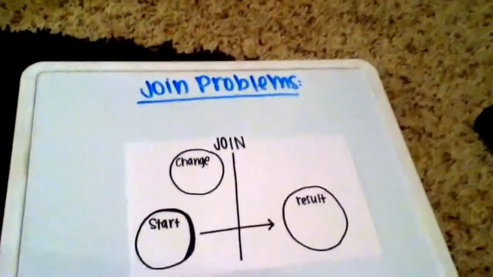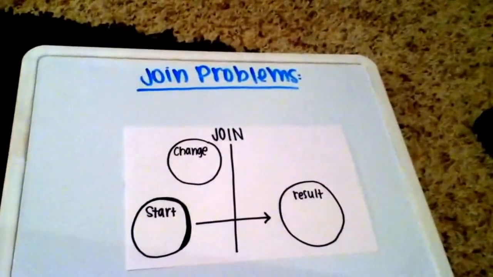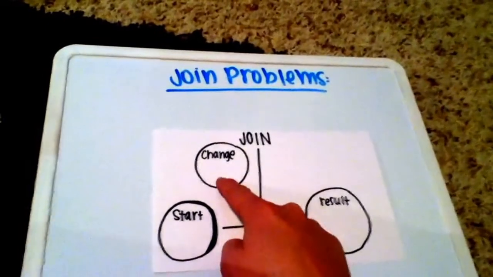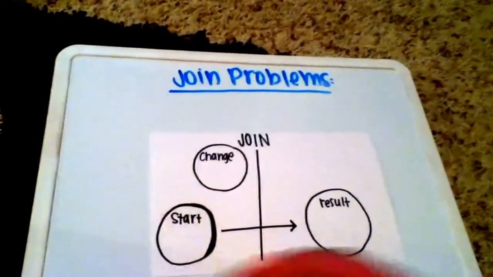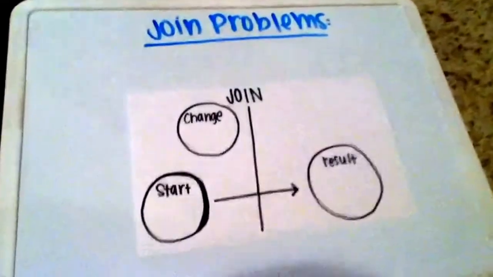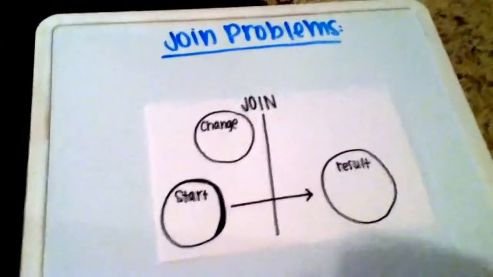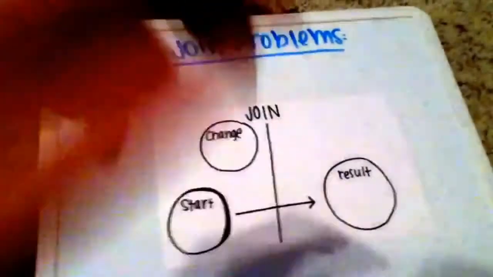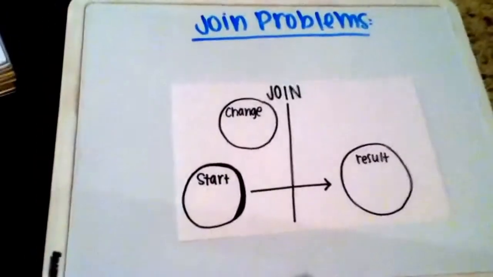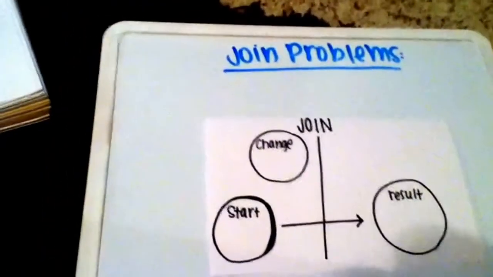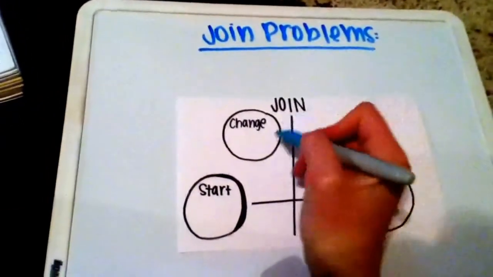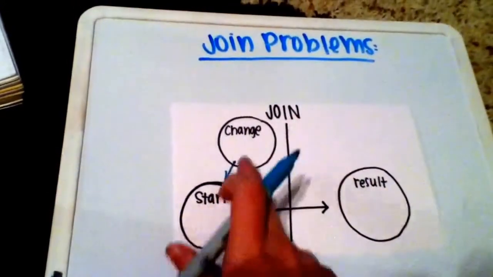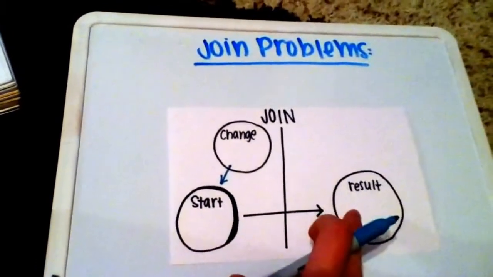Now what we need to realize is that in join and separate problems, it's going to be different depending on if the arrow is going to move to the change or if the change is going to be moving to the arrow. So for right now, for the change, the arrow is going to be going towards the start because we're adding what's changing to the start in order to get the result. So for this, we're going to get our marker and add an arrow from change to start, because we're adding the change to the start in order to get the result.